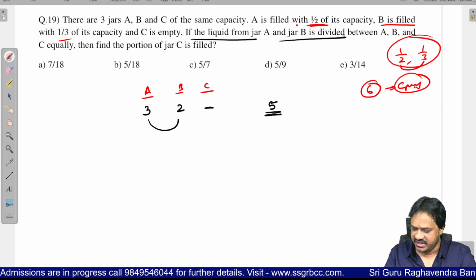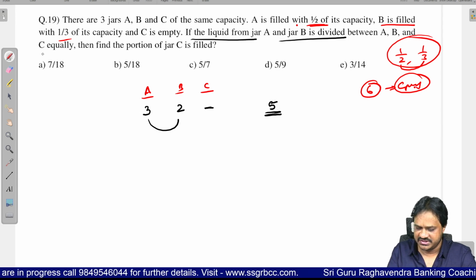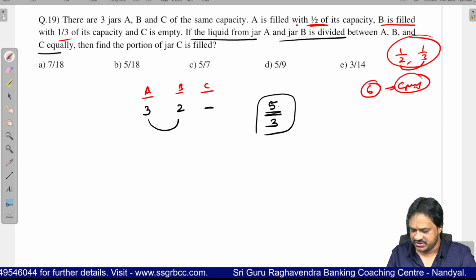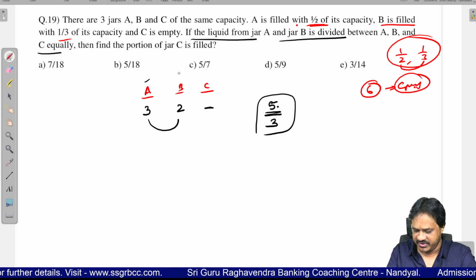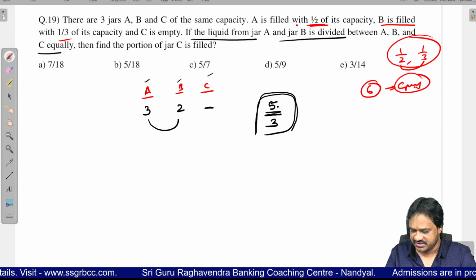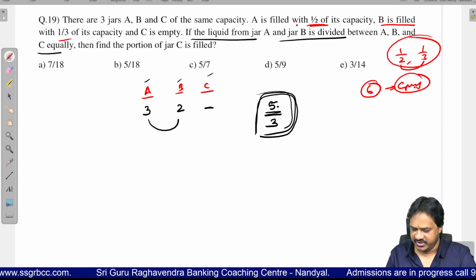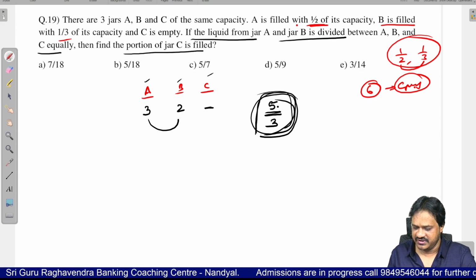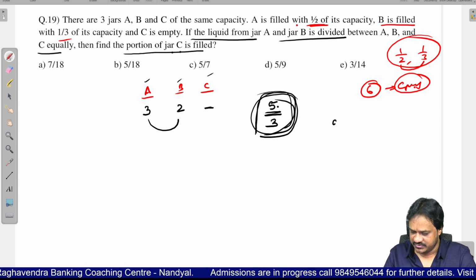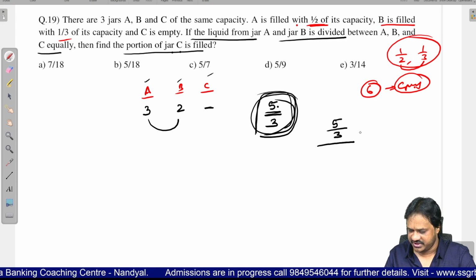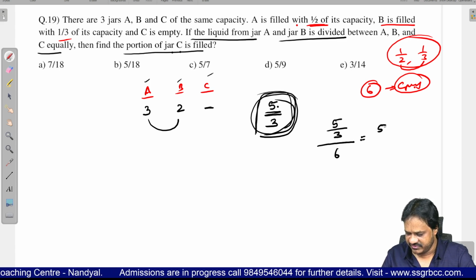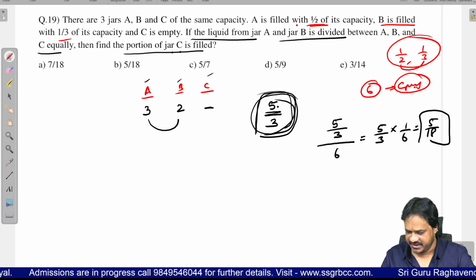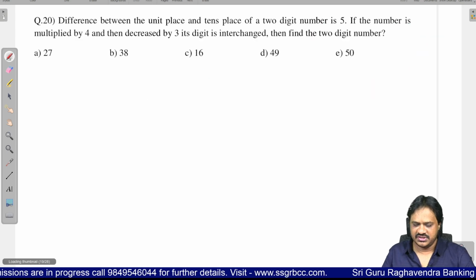This 5 liters, C is empty. The liquid from A and B, total 5 parts, is divided among A, B, C equally. Each will get 5 by 3. Why? Because total liquid from A and B is 5 parts, and we are dividing among A, B, C, 3 jars. So each jar will get 5 by 3. What portion of jar C is filled? Total capacity is 6. So we want the portion 5 by 3 into 1 by 6. The answer is 5 by 18. Option 2. See the next question.